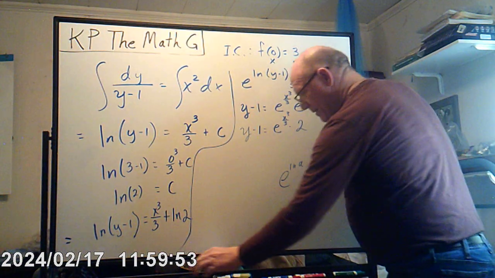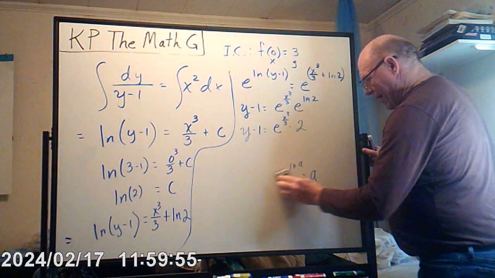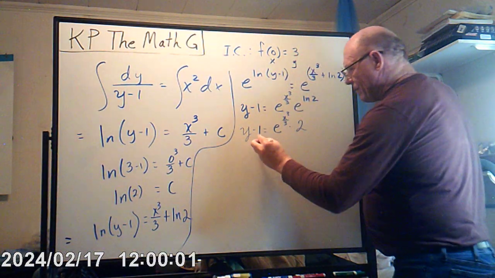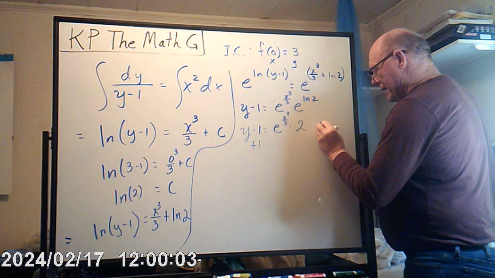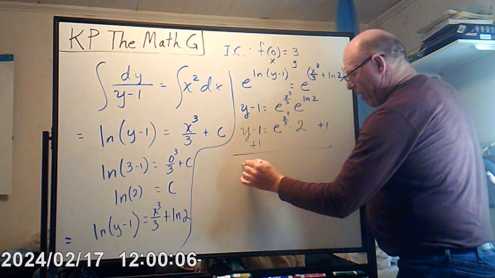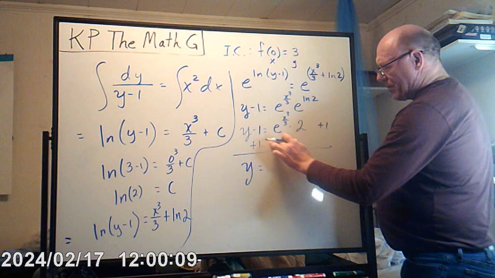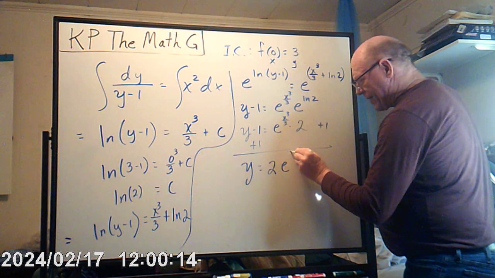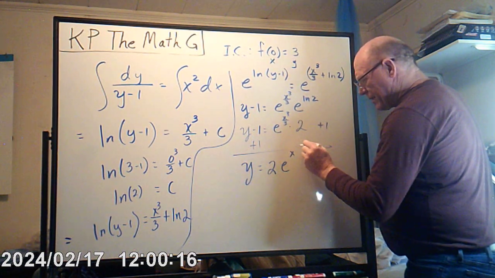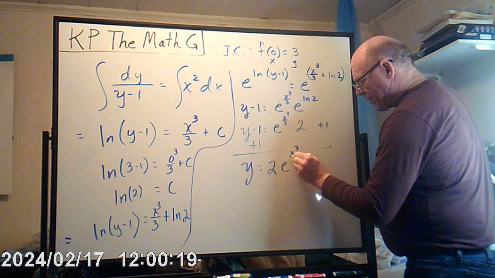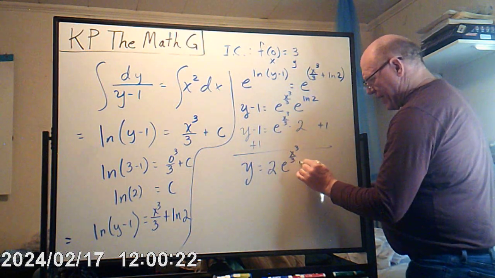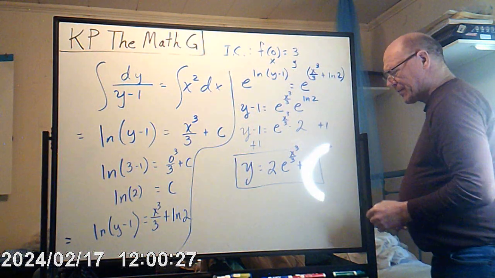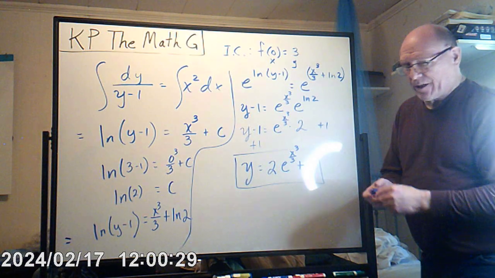Okay. So now I can add 1 to both sides. Okay, so adding 1 to both sides, I get y is equal to, I'm going to put that 2 in front. Alright, so 2e to the x cubed over 3, and then plus 1. There it is. I came up with my general equation.